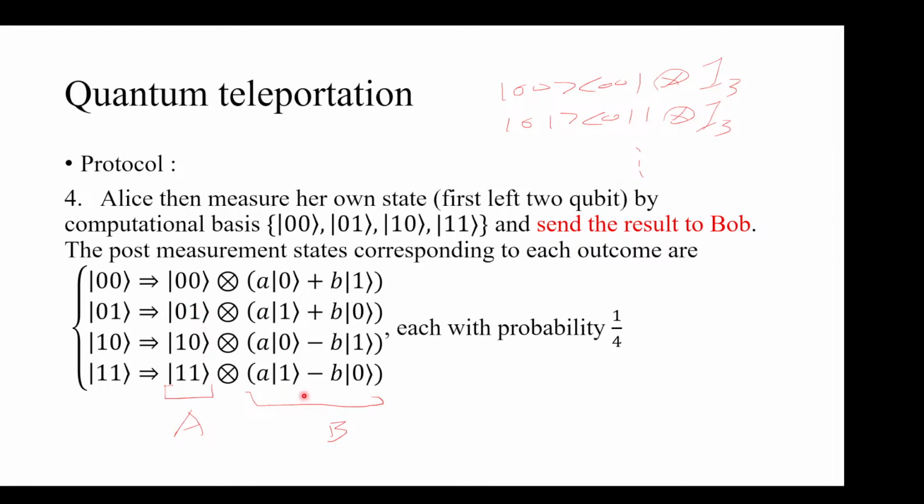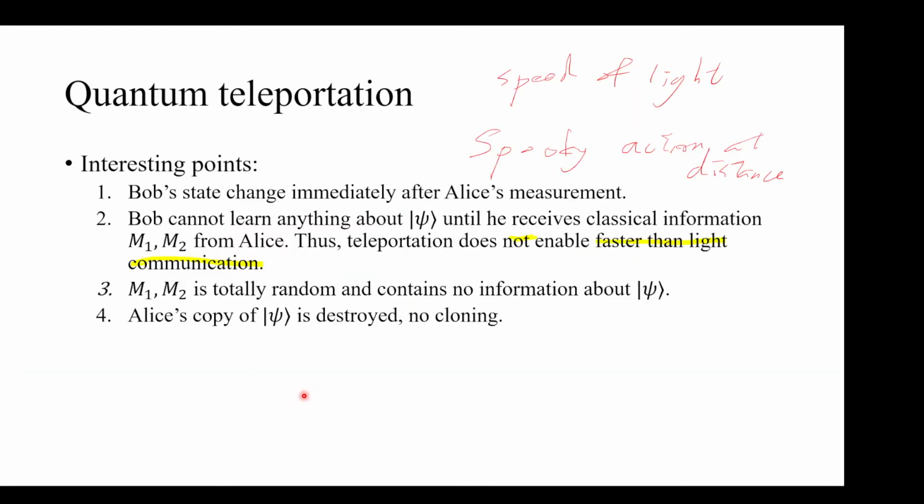Psi is totally on Bob's side, and this is consistent with our previous statement that there is no cloning in quantum information, because psi was an unknown quantum state, and Alice and Bob didn't actually try to know psi. They tried only to move it around. So Alice's part of psi is totally destroyed, and psi perfectly appears on Bob's side. Okay, so that's quantum teleportation.